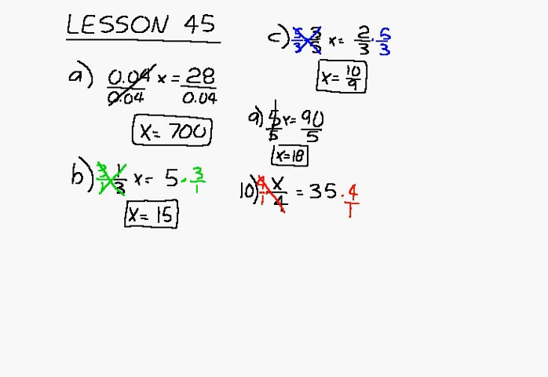So those cancel. The 4's cancel. And we have x over 1, or just x, is equal to 35 times 4, which would be 140. Well, that's all for lesson 45.